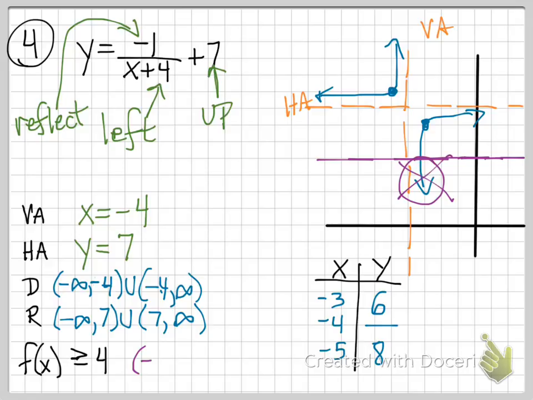So we're going to go from negative infinity up to negative 4, go around it, and we're actually going to pick up at what? Negative 3. And go from negative 3 to infinity. We're only going to approximate on these. When you get to pre-cal, they'll get more exact.